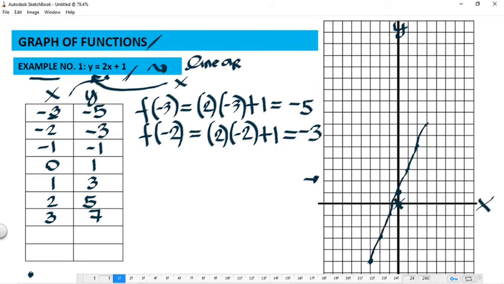I apologize if the line that I draw is not that straight, but it is really a straight line, and I will try to place some arrow signs at both ends to indicate that we can still add some values for x and we are able to determine more values for y. Therefore, this line can continue. So that will be your number 1 for graph of functions.